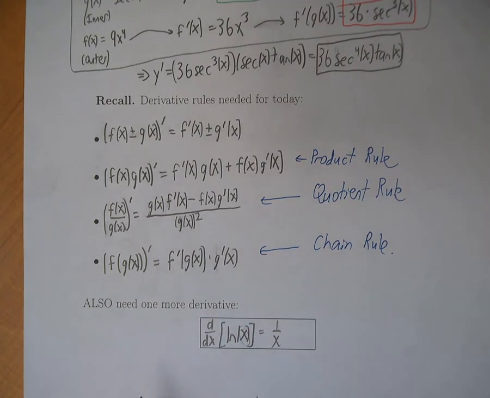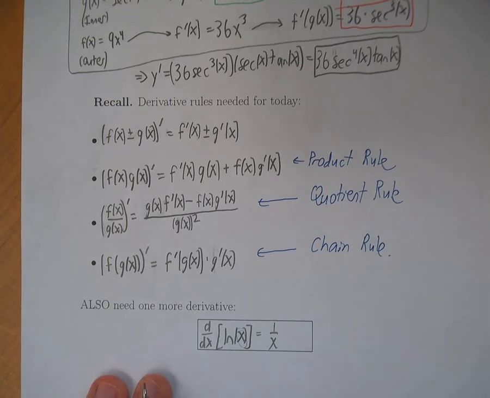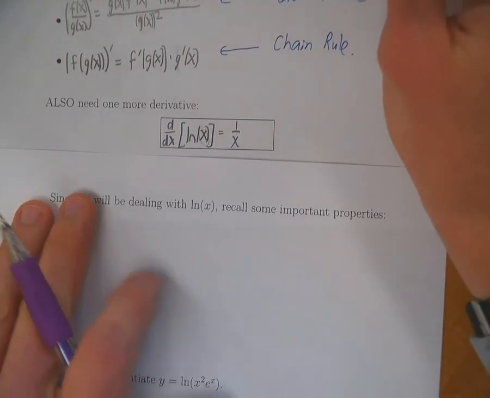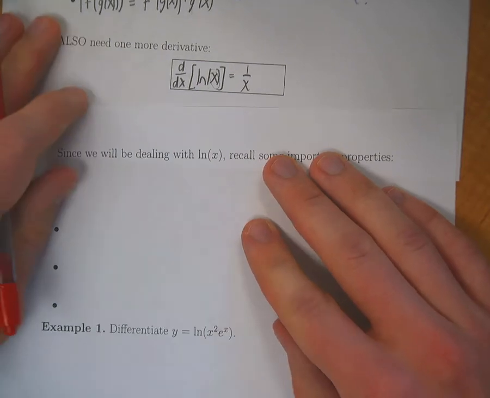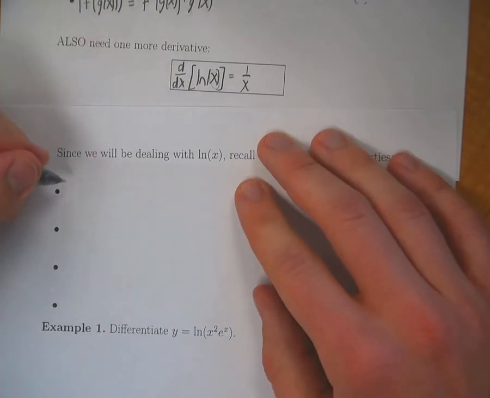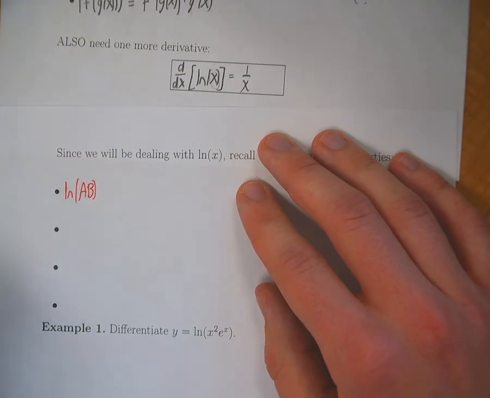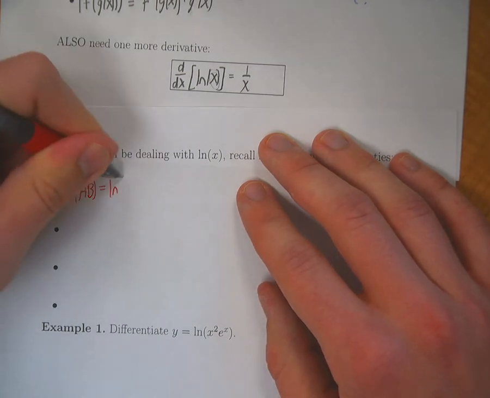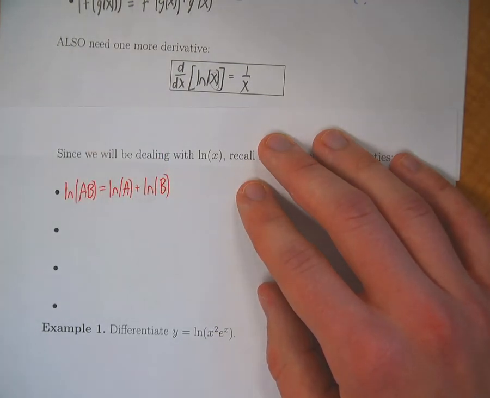Another thing you might have noticed is that because we're going to be using the natural log function quite a bit, we should also recall some of the important properties of said function. So let's do that now. The first property is natural log of a times b. This is just natural log of a plus natural log of b, if you recall.